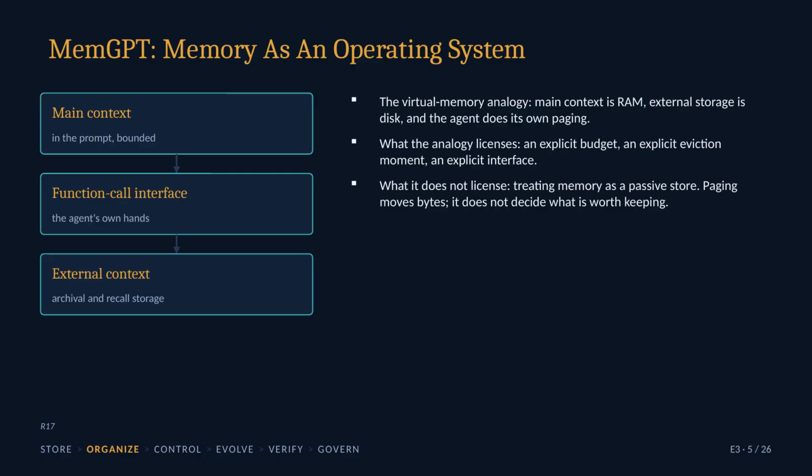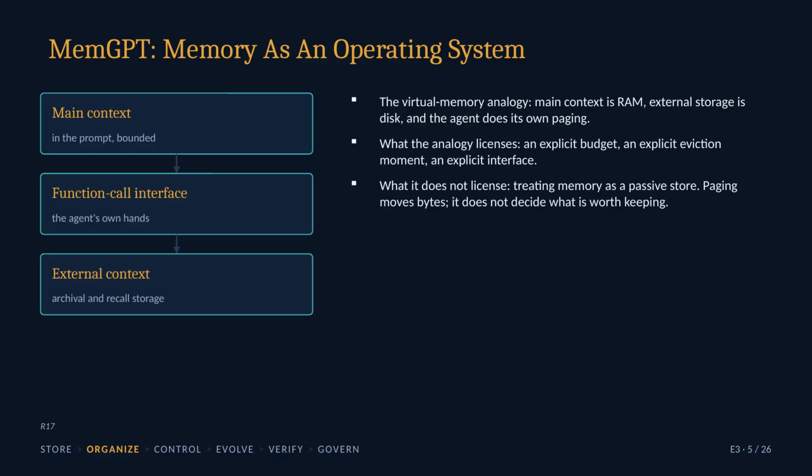MemGPT frames the problem as an operating system. Main context is what sits in the prompt and is bounded. External context is archival and recall storage. And the agent does its own paging between the two, through a function call interface. The analogy earns 3 things: an explicit budget, an explicit moment at which something must be evicted, and an explicit interface the agent can see.